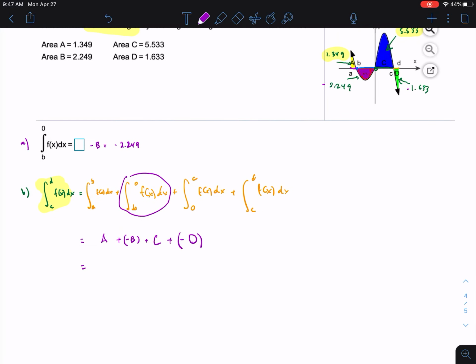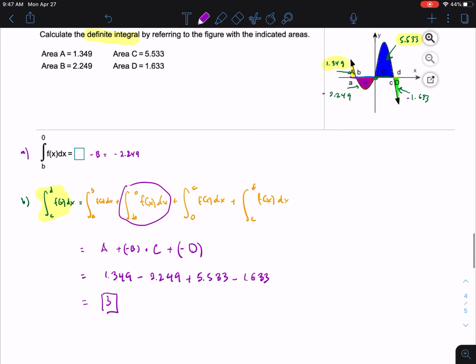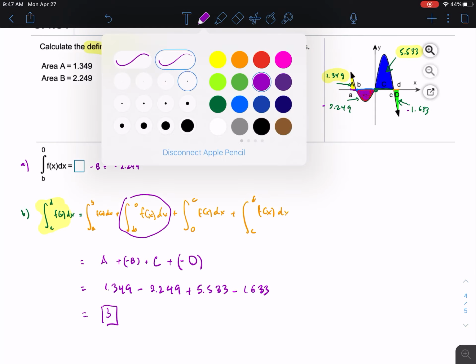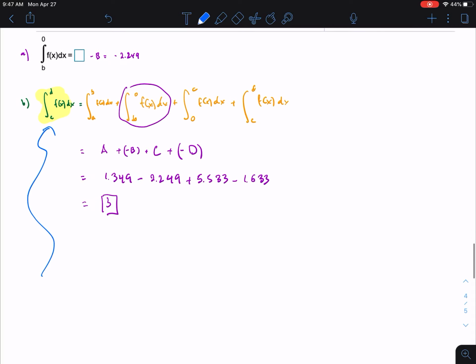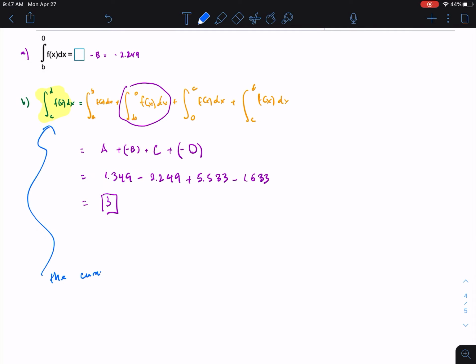So A is going to be 1.349, minus B is 2.249, plus C is 5.533, minus D is 1.633, and if we do the math correctly, that should give us the area is 3. Okay, so this here is asking for the cumulative area between the graph, between f of x from A to D.